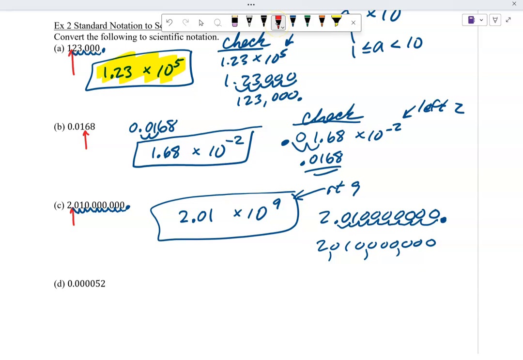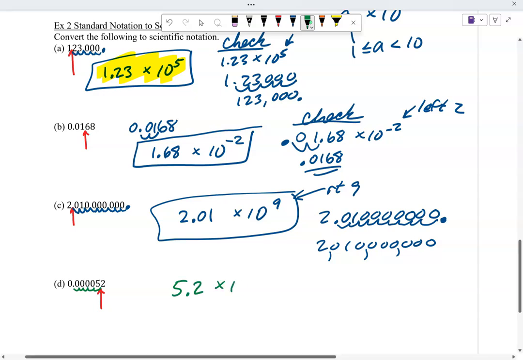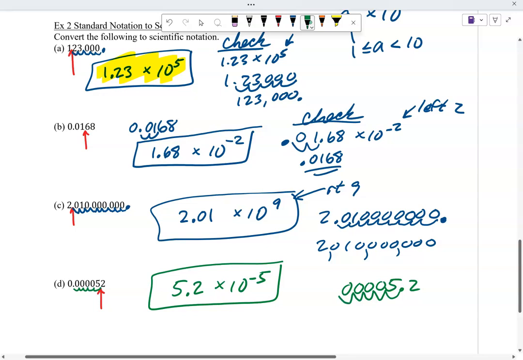We're going to want to put it between the 5 and the 2 right there. How many positions does that move? 1, 2, 3, 4, 5. So 5.2 times 10 to the negative 5, because I'd have to move it left 5 to get back to my number. Let's check it. 1, 2, 3, 4, 5. That should be my original number. There it is. 0.000052.